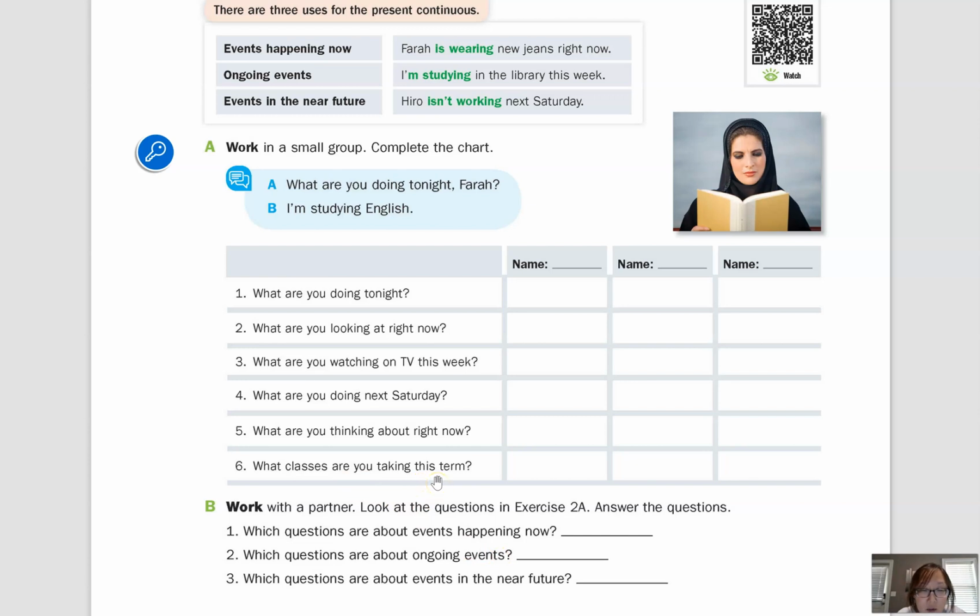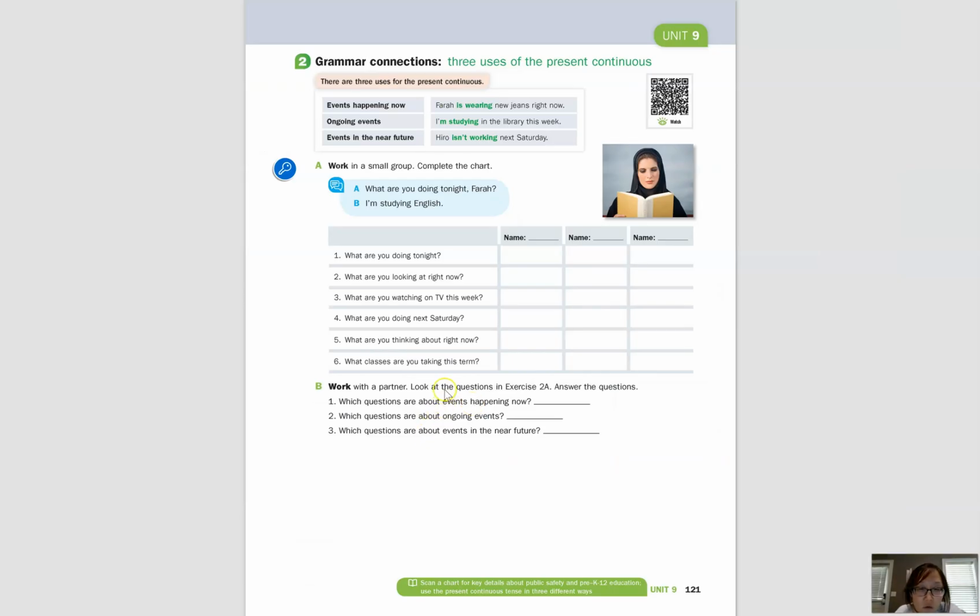And then number 3, which questions are about events in the near future? Okay, so we can see phrases like soon, or next week, or next month. Okay, so let's look here. What are you doing tonight? This is near future, very near future. So number 1, and then we can also see next Saturday. So what are you doing next Saturday? So number 4. Okay, so this is where we are going to end this lesson today.